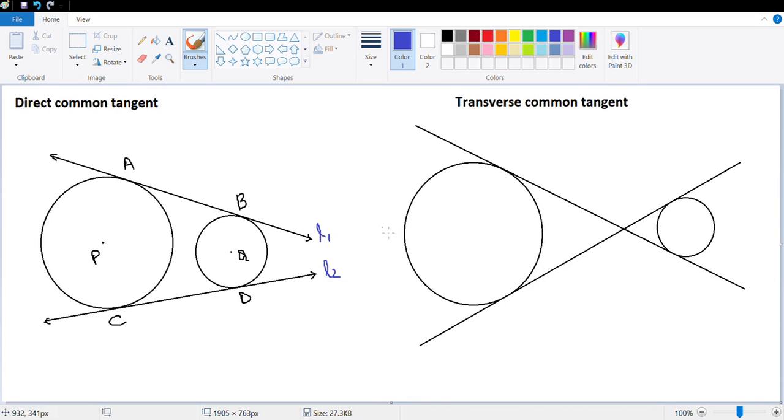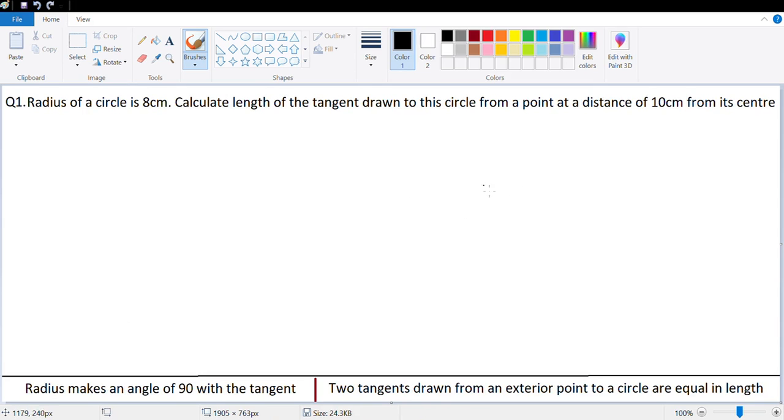And the other one is a transverse common tangent. In this case, again, let's call these L3 and L4. These are common tangents to these two circles. Let's say this is point S, let's say this is point R. In this case, the circles lie on either side of the tangent. So for L3, this circle is on the left hand side, and this one is on the right hand side. That's why these are transverse common tangents. The questions may use this term, that's why it's important to know before we start.